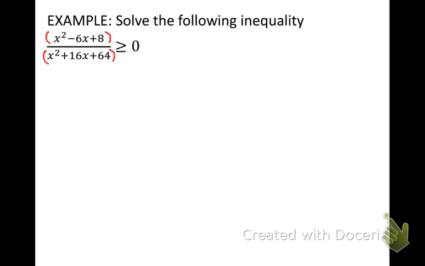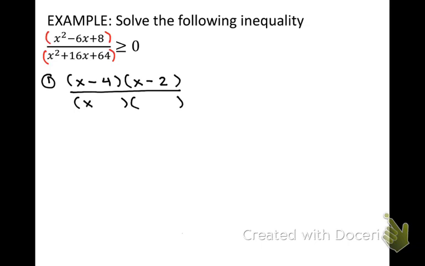Now, in step 1, I've already got my 0 on the right-hand side. Awesome, thumbs up. But I'm going to factor that left-hand side. So I'm going to get x and x, 4 and 2, and both of these are going to be negative. And in my denominator, I'm going to have x and x, and I need something that's going to multiply to 64, 8 and 8, sounding good. And these both need to be positive in order to add up to a positive 16. All right, and this is greater than or equal to 0.